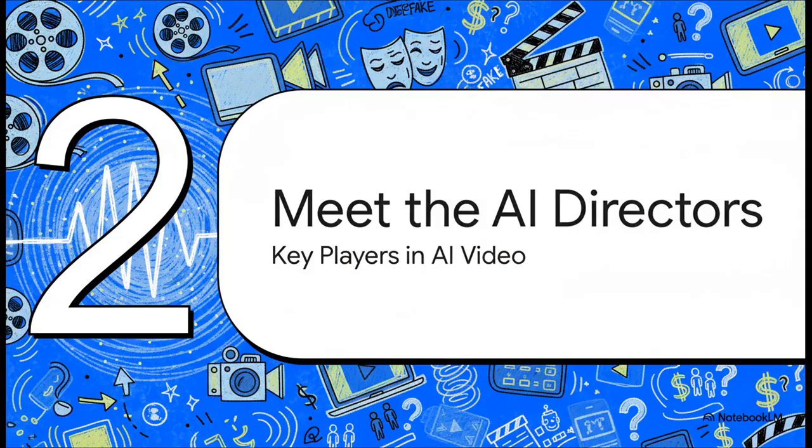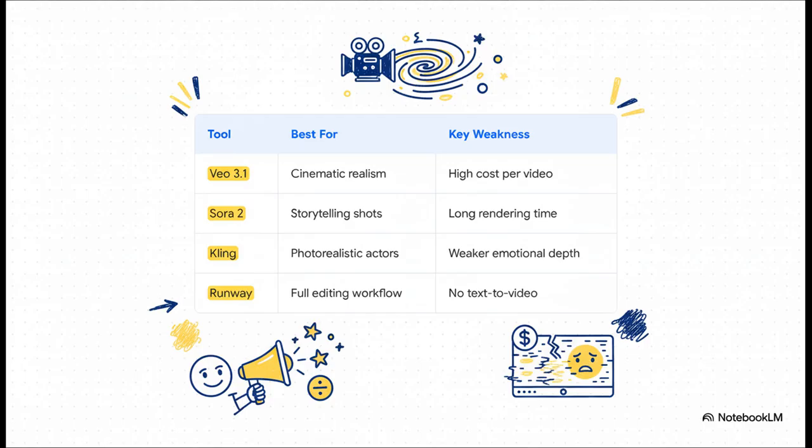Okay, now that we know how it works, let's meet the tools themselves. Let's meet the AI directors that are all kind of fighting to run the show in this new version of Hollywood. And you can already see the market is starting to specialize, which is pretty interesting. You've got Google's Veo, which is just a master of realism and getting actors to look natural. Then there's OpenAI Sora, kind of the storyteller of the bunch, creating these long, coherent shots. Kling is amazing at photorealistic people, but they can feel a little empty, emotionally. And Runway gives you a whole editing suite, but it has its own limitations. Each one is carving out its own space, with its own unique strengths and, yeah, its own weaknesses.